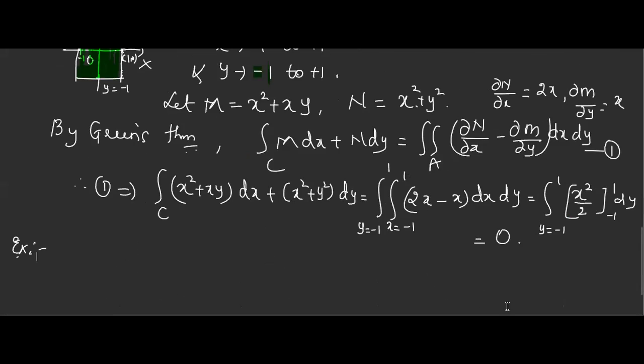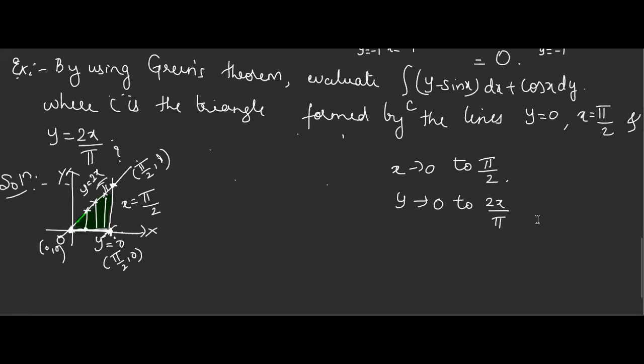Okay, let us take another example. For this problem, we have to take the triangle formed by the lines x-axis, because its equation is y equal to 0, then x equal to pi by 2, which is a line parallel to the y-axis, and one more line y equal to 2x by pi. This is a line passing through the origin. Now if you solve these two equations, you will get the point of intersection as pi by 2 comma 1.